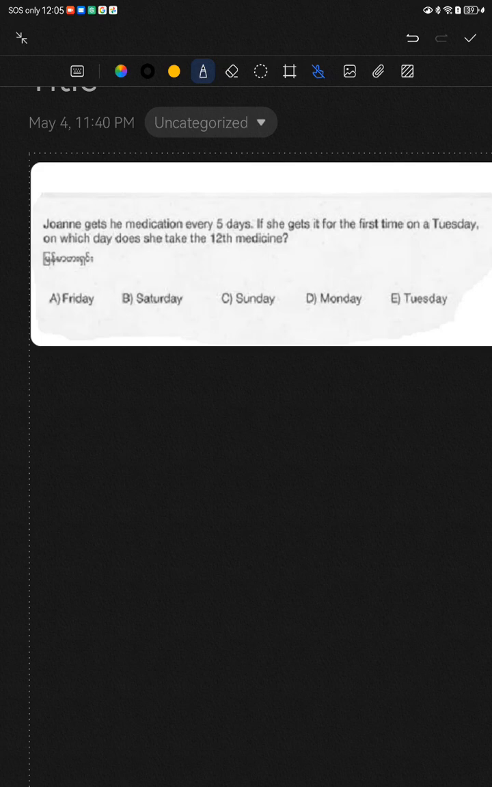Joanne gets his medication every 5 days. Okay, sorry, my bad. I was using male pronouns and it said that Joanne's a female. Sorry. Let me rephrase that one more time. Joanne gets her medication every 5 days. If she gets it for the first time on a Tuesday, on which day does she take the 12th medicine?